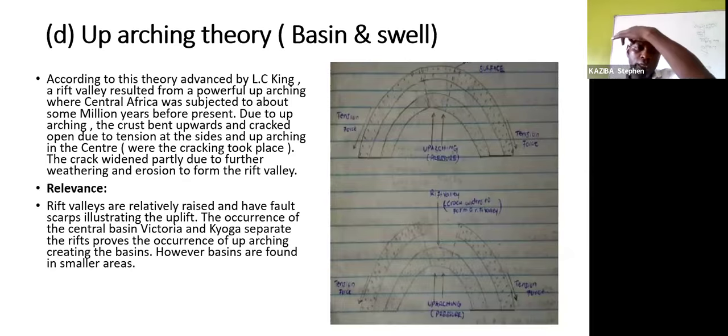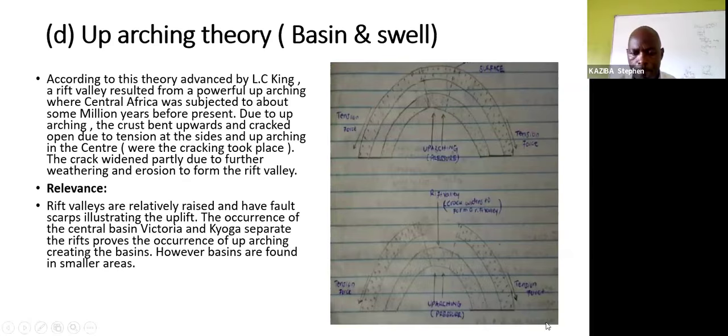They say the Rift Valleys are relatively raised and have fault scarps illustrating the uplift. So that uplift happened as land folded upwards. The occurrence of a central basin of Victoria and Kyoga separates the rifts. These 2 depressions separate the 2 Rift Valleys, indicating that maybe there was a crack and land was eroded and a Rift Valley was formed.